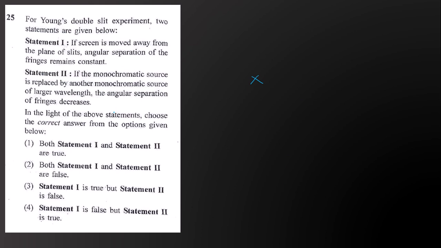Next one. Here it is mentioned that there's a Young's double slit experiment, and it is given that if screen is moved away from the plane of the slits, the angular separation of the fringe remains constant. Well, this angular separation basically depends on this small d, not the separation between screen and the slit. It depends on the wavelength. So first statement says it remains constant. Yes, it remains constant. It is correct.